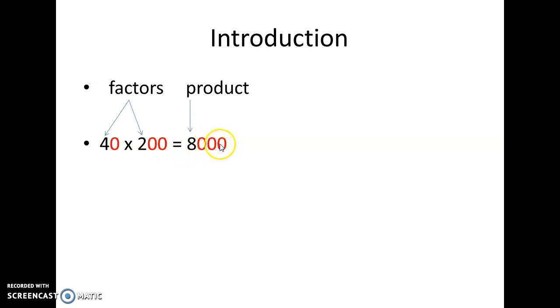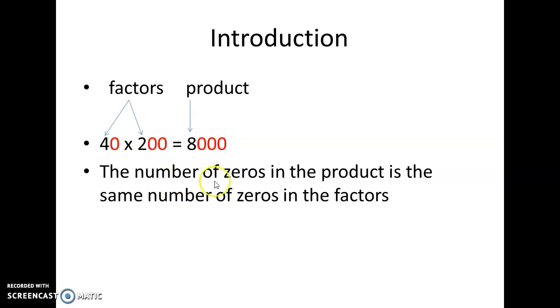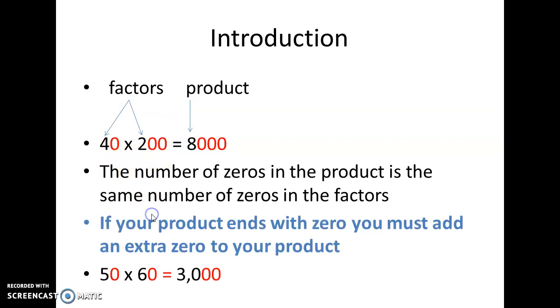The number of zeros in the product, in the answer, is the same as the number of zeros in the factors. Then how many zeros do we have in the product? 1, 2, 3. Then we should have 3 zeros in the factors together, okay?